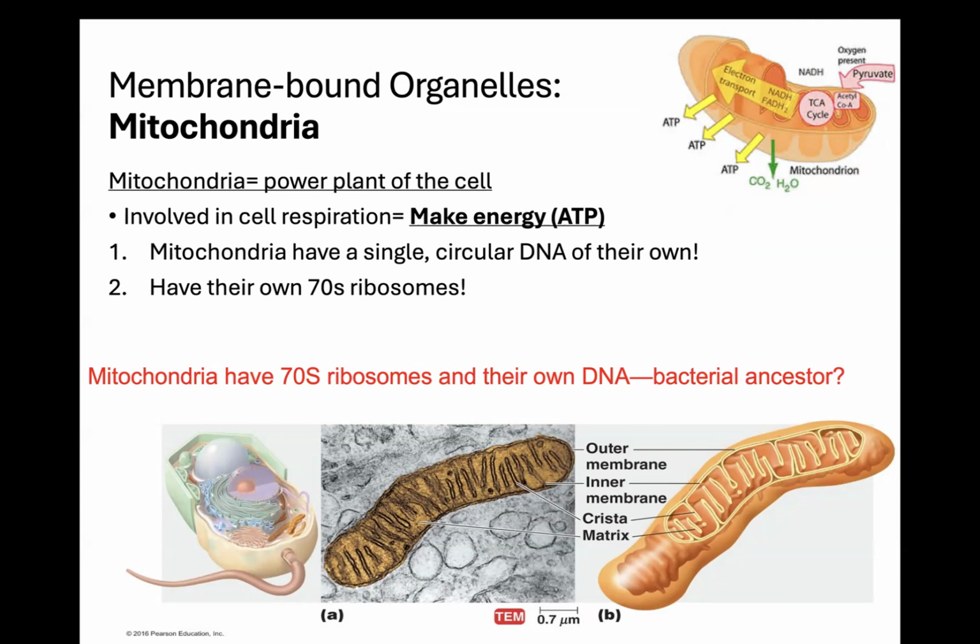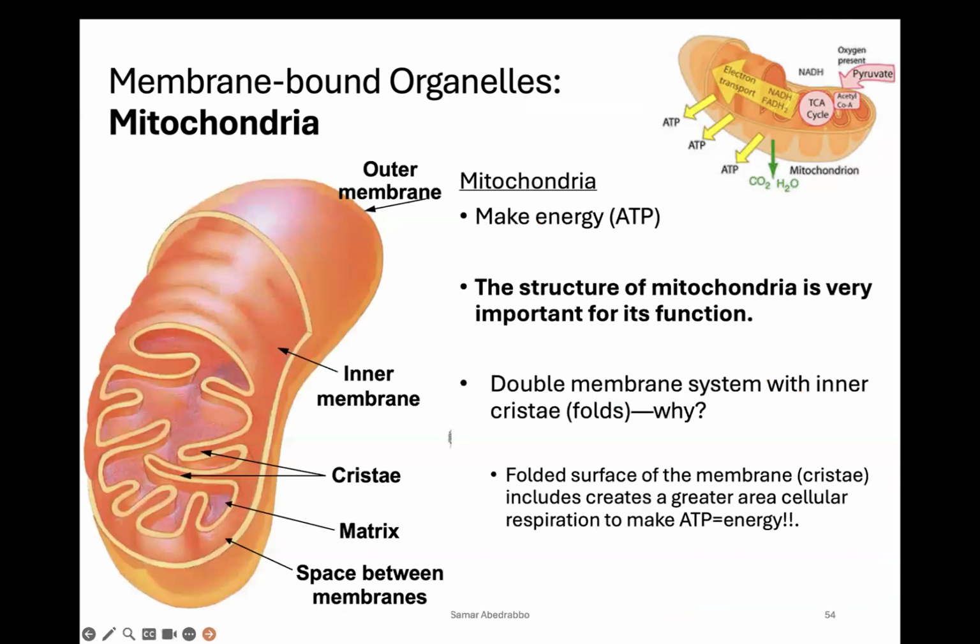So when we think of the mitochondria also, there's two things that are unique about them: they have a single circular piece of DNA of their own, and they have their own 70S ribosome. The reason I say this is important is this led us to the theory that because mitochondria have 70S ribosomes and their DNA, maybe they have a bacterial ancestor, which we'll talk about later in the endosymbiotic theory. But the take-home message from this is the function of mitochondria is to make energy, meaning make ATP.